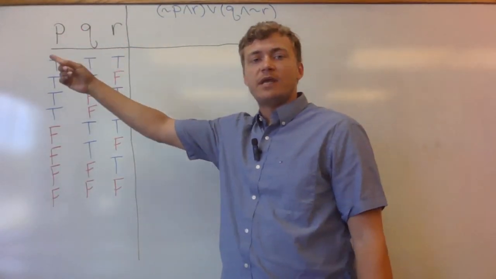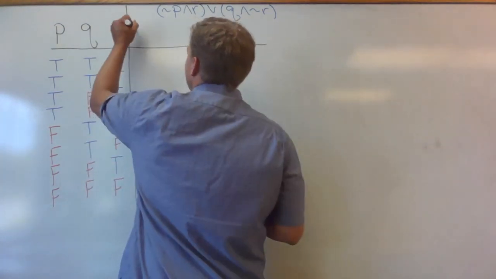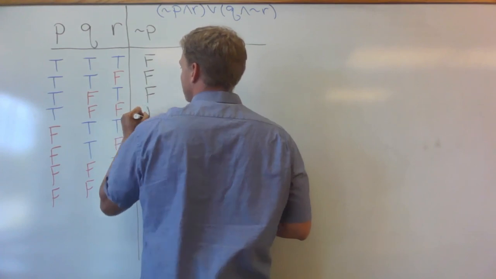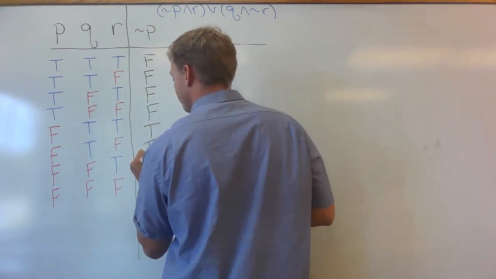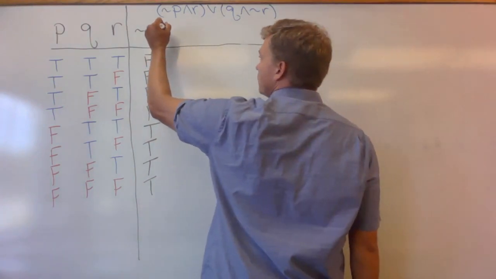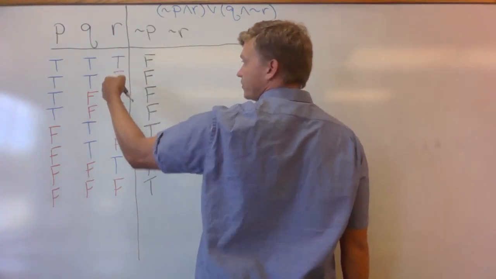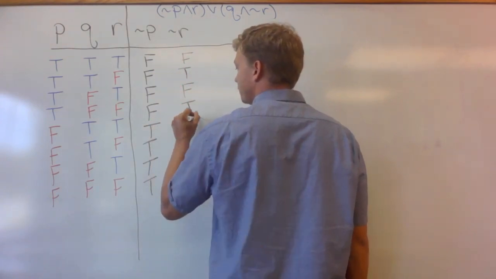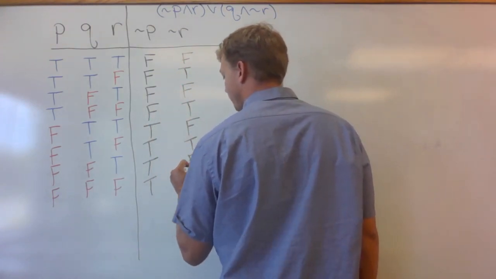Not P, negate this column here. This becomes false, false, false, false, true, true, true, true. Negate the R column, not R. We're alternating, so this becomes false, true, false, true, false, true, false, true.